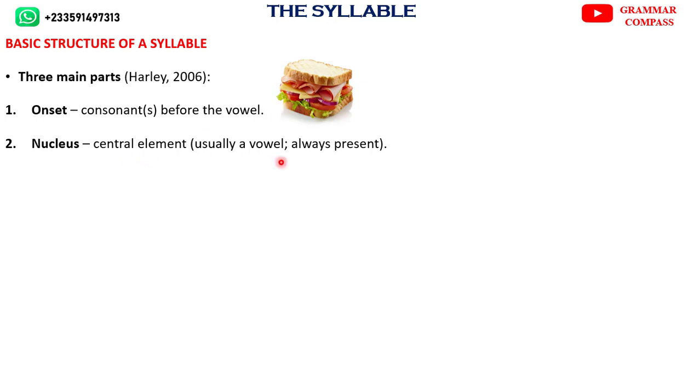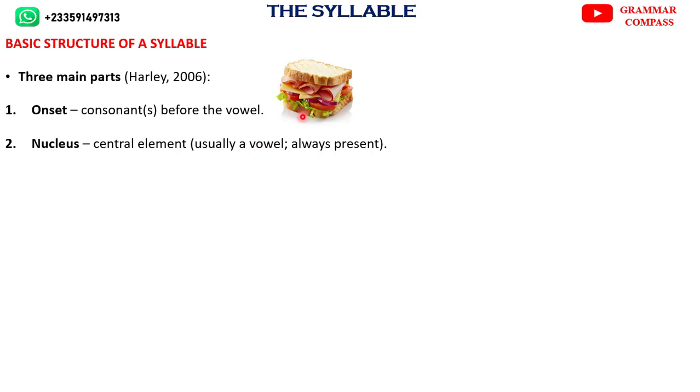So the nucleus is usually a vowel. It is always present. It means that you can have a syllable that contains only a nucleus, a vowel sound, and not a consonant sound. You can also have a syllable that contains a consonant sound that is coming before the vowel sound. If you have such a syllable, then the consonant sound before the vowel sound, or your bread before the fillings, is what we call the onset. And the nucleus, the central element, your fillings, is a vowel and it must always be present.